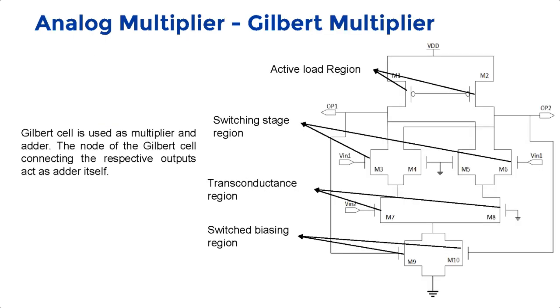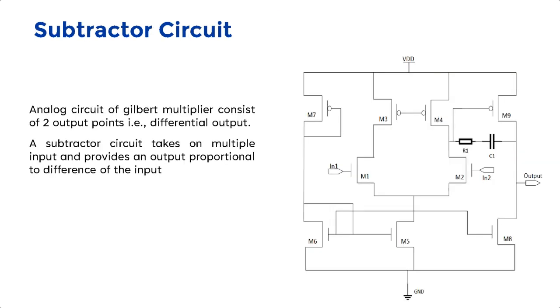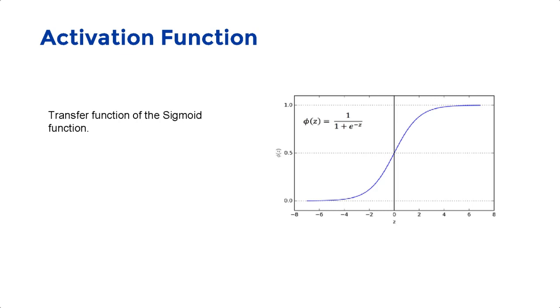This is the block diagram of a Gilbert multiplier, where it has four regions and two inputs. These two inputs take in values and give an output proportional to their product. Namely, Vin and Vgate are the inputs, which give out a product in the form of differential outputs OP1 and OP2, which are then passed down to the subtractor circuit, which is a two-stage differential amplifier that reduces the differential output into a single-ended output. Next, it is passed on to the activation function.